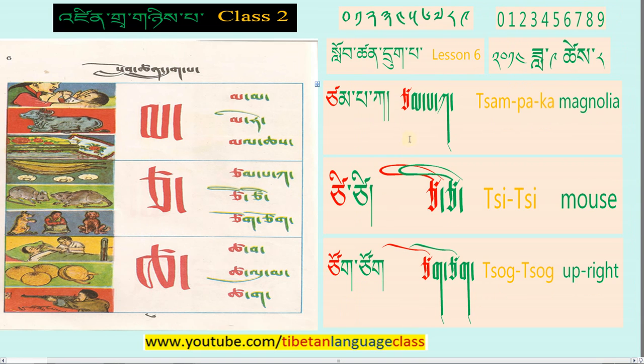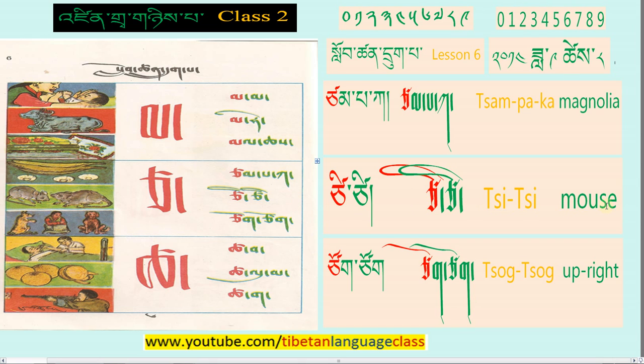And then the next example is for the letter za. Zama zam ba ga. Zamba ga. Zampaga, meaning magnolia flower. And then the next example is zakigutsi, zi.